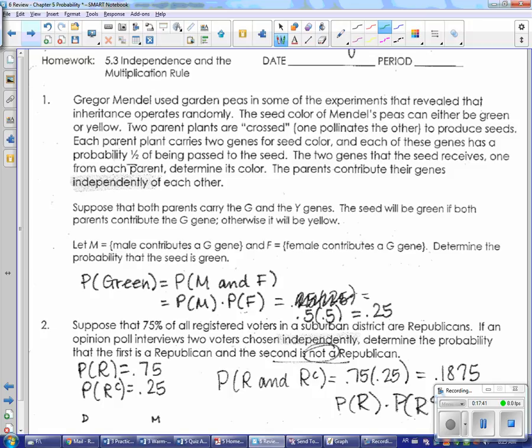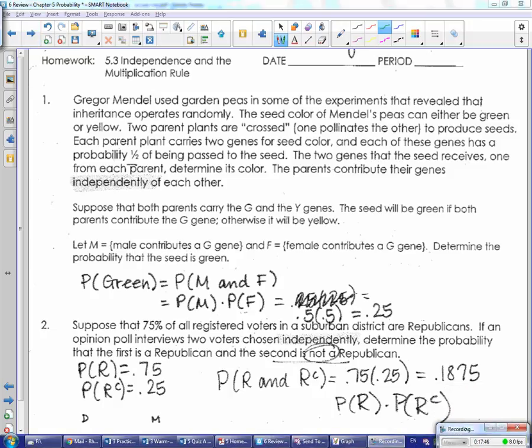Okay, these are the answers to the homework, so if you could also check your homework, I'll go through the problems that I anticipate you might have had a question about. In number 1, this has to do basically with genetics, and you're looking at genes being passed. In order for a seed to be green, both the parents have to contribute a G gene, otherwise it will be yellow. You're told event M represents that the male contributes a G gene, and F represents that the female contributes the G gene, and you want to determine the probability that the seed is green.